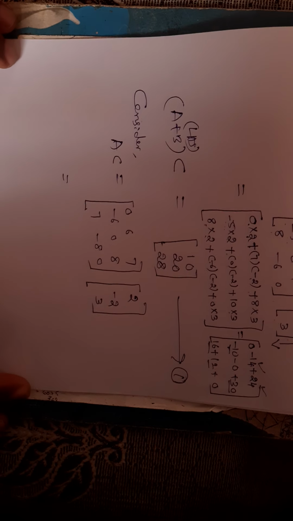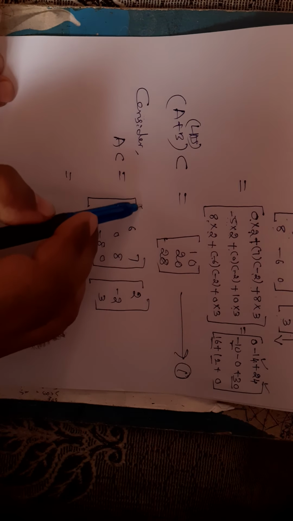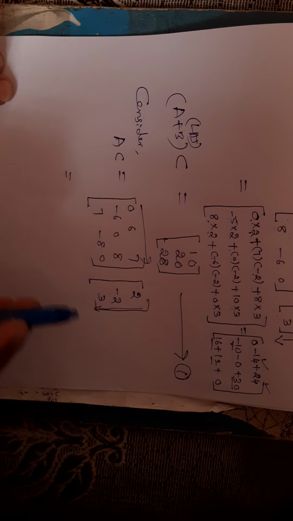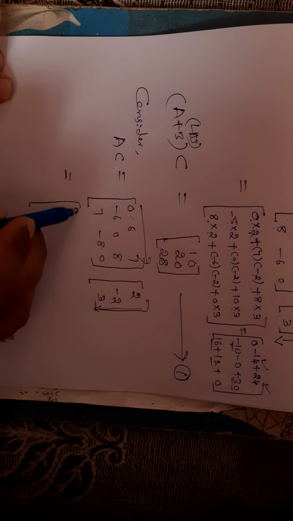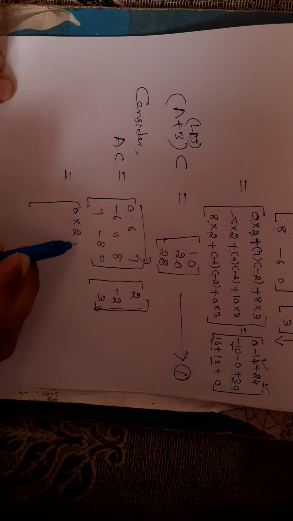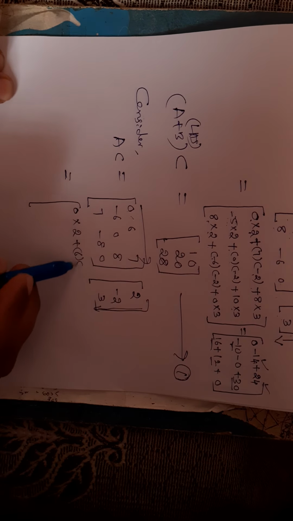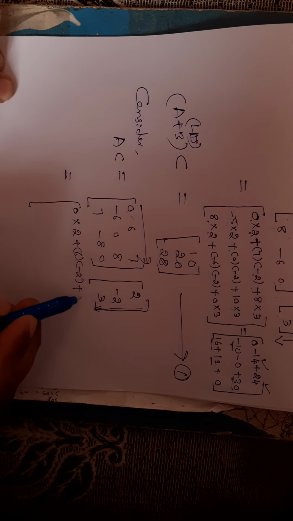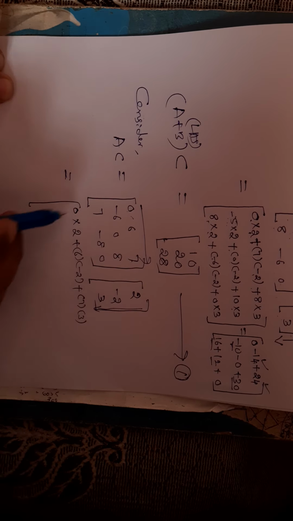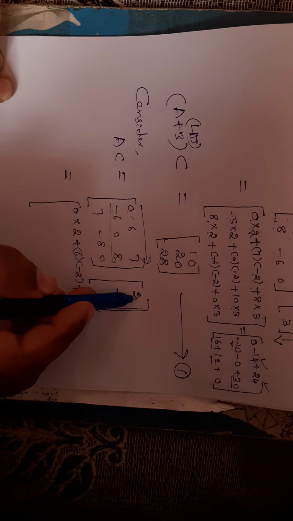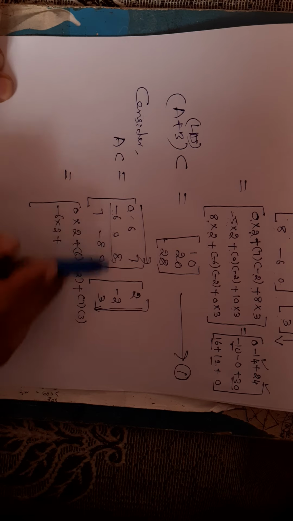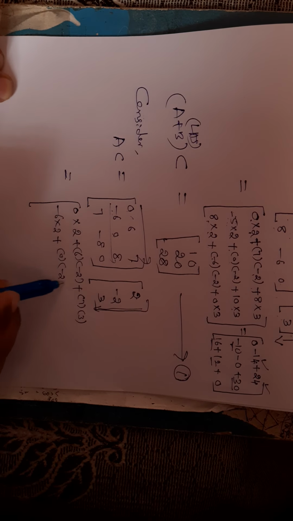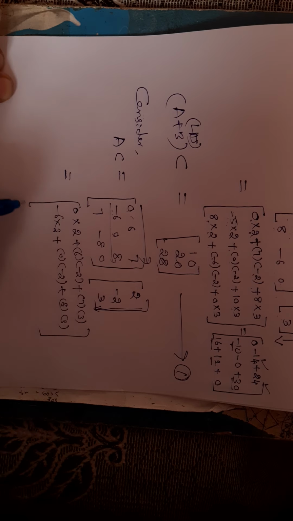Okay, so as we have done previously, consider the first row and the one column. I can write this: 0 into 2 plus 6 into minus 2 plus 7 into 3. Then consider the second row: minus 6 into 2, plus 0 into minus 2, then plus 8 into 3.